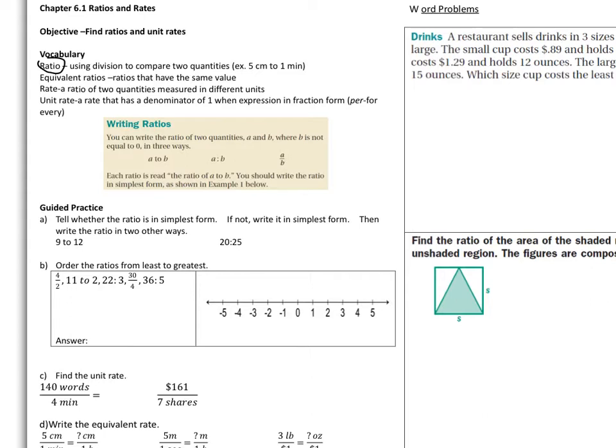We can write ratios in 3 different ways. The first way is to simply write A to B with the word to in between A and B. The second way is to put a colon in between the letters A and B. And the third way is to write it as a fraction, A over B. No matter which way it's written, each ratio is always read as the ratio of A to B. And you should always write your ratio in simplest form.